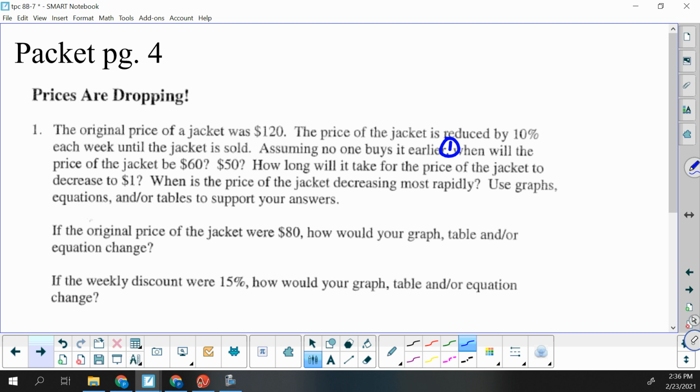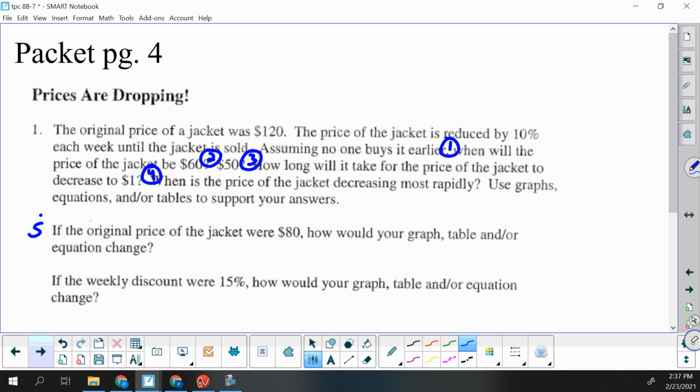Second one, we want to know when will it be $50? How long will it take for the price of the jacket to decrease to $1? There's the third question we need to answer. When is the price of the jacket decreasing most rapidly? That's our fourth question.